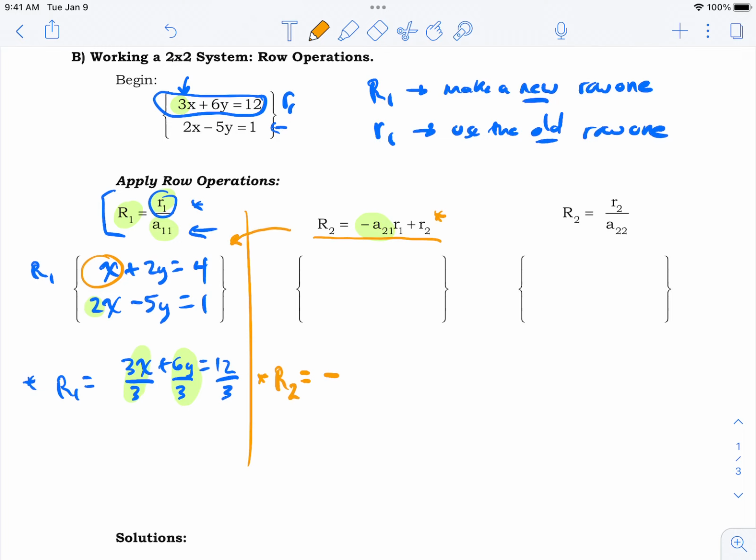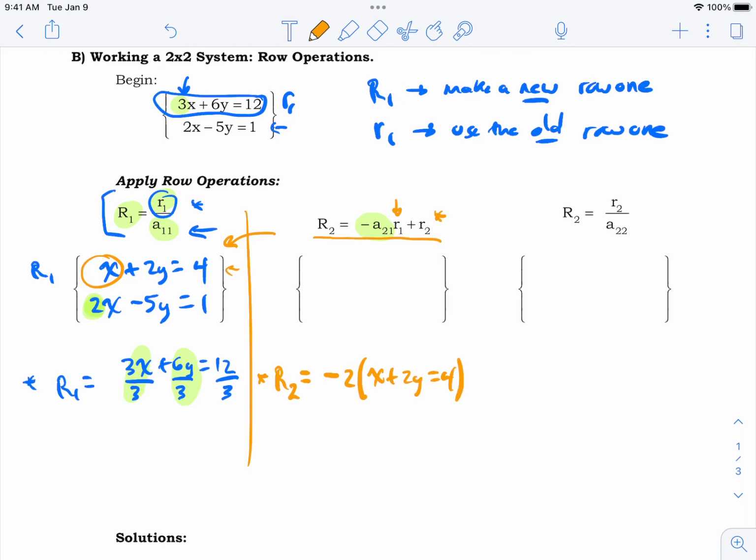So you're always working with, I'm not looking up here anymore. I'm done looking up there. I'm looking at the last thing I just wrote. The last system I just wrote is here. So a sub 2, 1, again, that would be the 2. So it says to take a negative 2 times row 1. So again, I'm looking over here at row 1. Row 1 says this, x plus 2y equals 4.